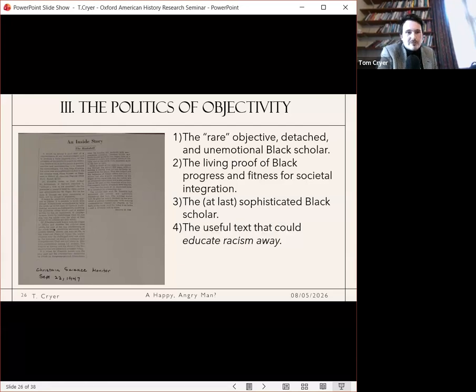And a parallel trajectory was that many of these readers demanded political value. They wanted a text that could disprove prejudice. The Chattanooga Daily Times, for example, praised Franklin's contribution to a field where the demagogue and ignoramus have for too long held sway.